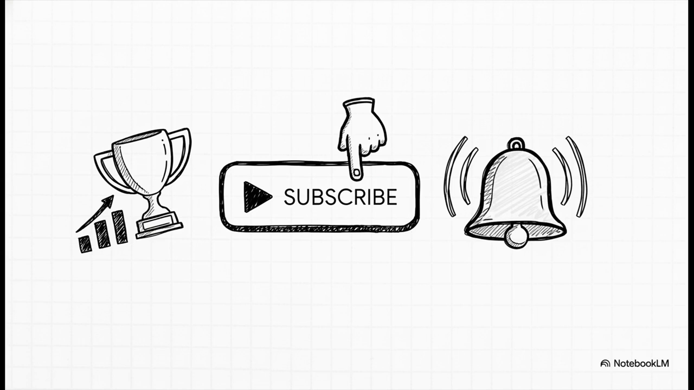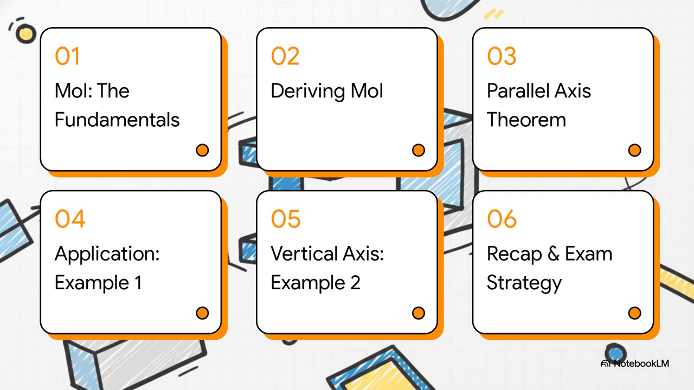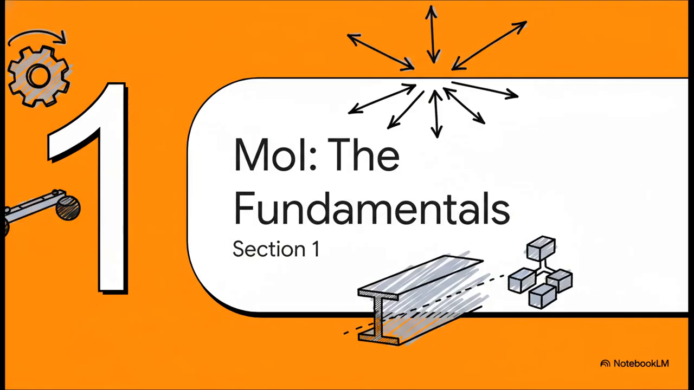We're continuing our masterclass on Moment of Inertia. Today we have a really packed session. We're going to start with the absolute fundamentals. Then we'll derive the key formulas from scratch so you know where they come from. After that, we'll master the parallel axes theorem with 2 detailed numerical examples, and we'll finish up with some high-yield exam strategies that are going to give you a real edge. Let's start from the very beginning.